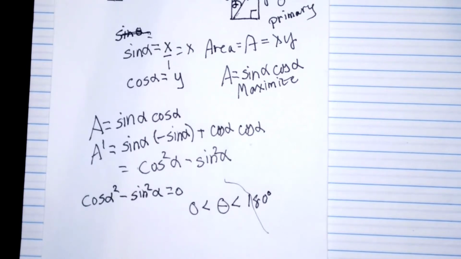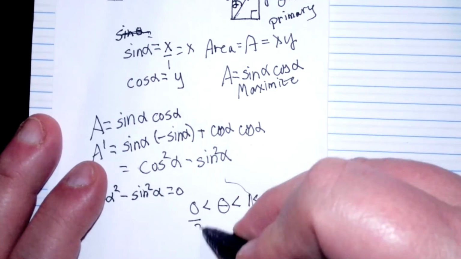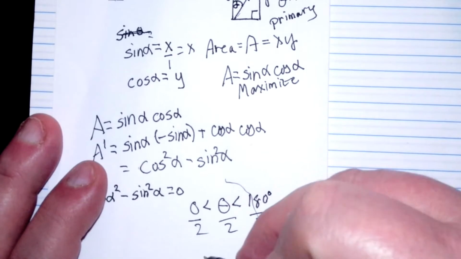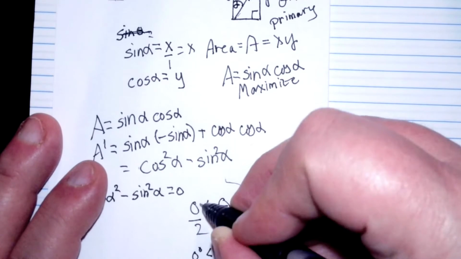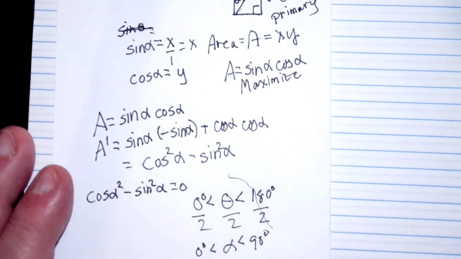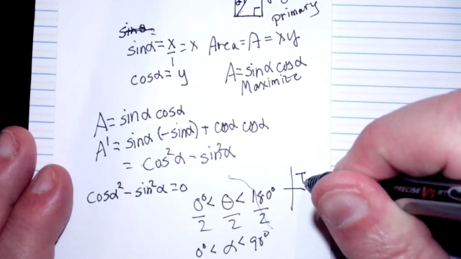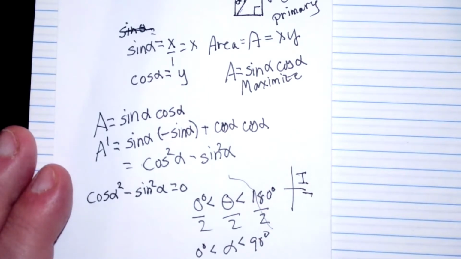degrees. Alright, but now alpha is theta over 2, so let's divide everything by 2. And we get that alpha is between 90 degrees and 0 degrees. In other words, alpha is in the first quadrant. All the trig functions are positive in the first quadrant. Right, the first quadrant, all the trig functions are positive up there.